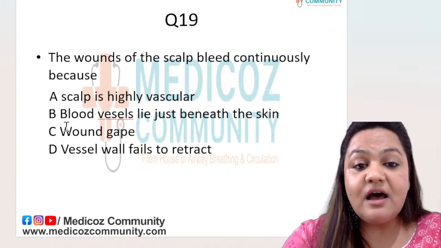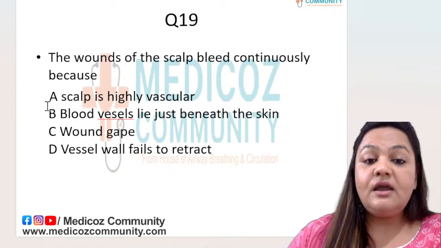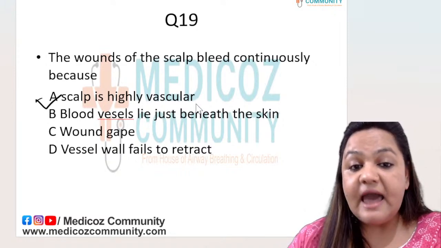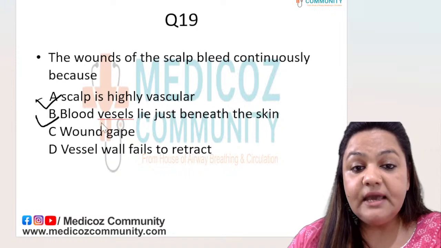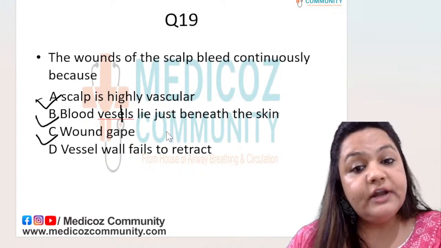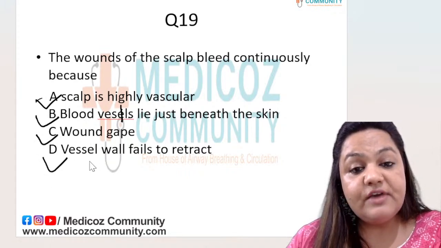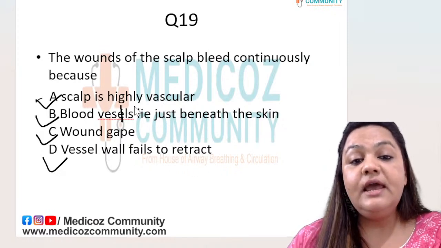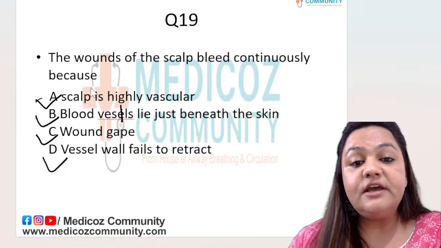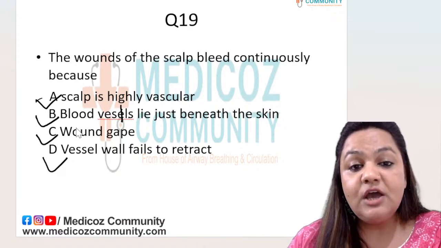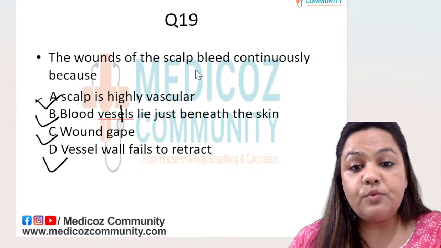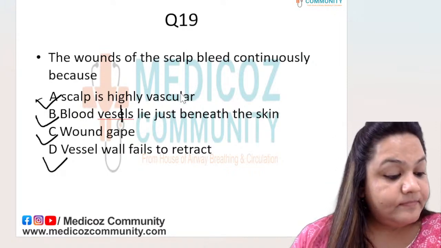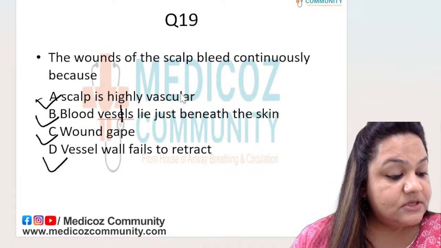So the options are: option A, the scalp is highly vascular. Option B, the blood vessels lie just beneath the skin. Option C, due to wound gap. Option D, the vessel's wall fails to retract. Okay, so now we have to find out the answer here. Out of all these four options, what is the correct answer for this question? Yes, you can share your answer in the chat box.